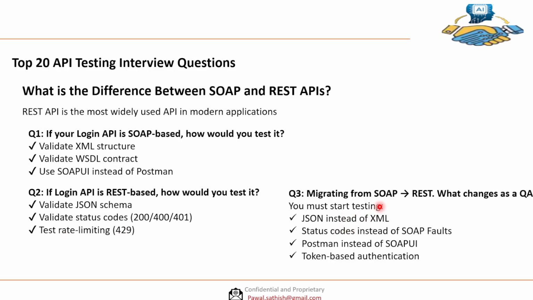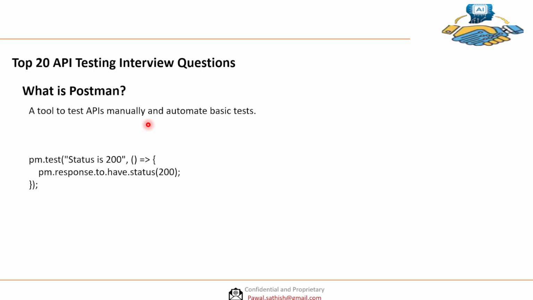Okay, and here, in case we are migrating from SOAP to REST, first we need to understand JSON instead of XML. Then we also need to understand the status codes instead of the SOAP things. Then we will use Postman instead of SOAP UI, and obviously REST uses token-based authentication. We need to understand it.